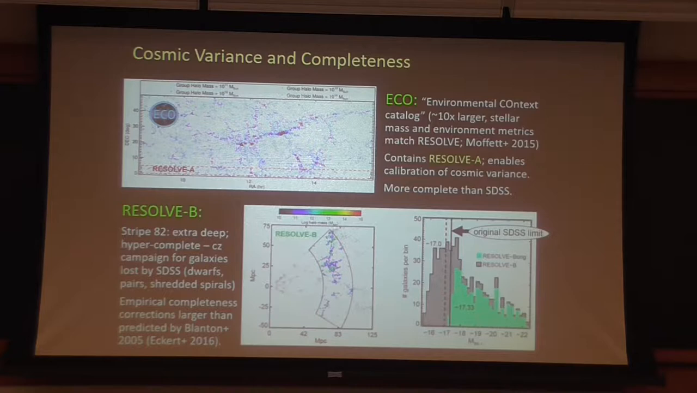But we've also just slightly extended what we accept for our analysis in the RESOLVE-B extra deep region. And we use this region to construct empirical completeness corrections that we then use for ECO and RESOLVE-A. So they're not based on modeling or fake data, they're actually based on the real completeness of RESOLVE-B as a function of surface brightness or color or luminosity and so on. And the empirical completeness corrections are larger than predicted based on simulations by Blanton et al.